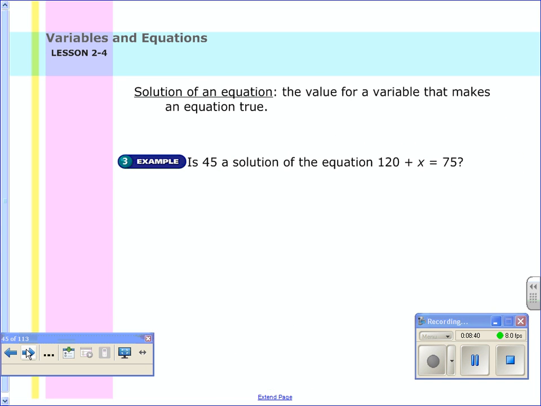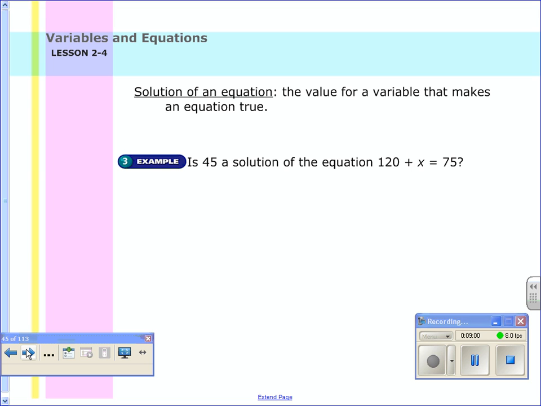All right, and then we're going to move on to the solution of an equation. And basically, this is just a value that you can put in for a variable that makes an equation true. So they're going to give you an equation, and they say, hey, put this number in. If it's true, then it is a solution. If it's not true, then it's not a solution.